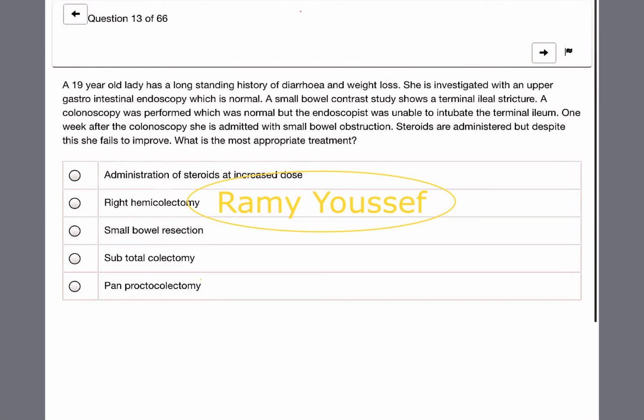A. Administration of steroids at increased dose. B. Right hemicolectomy. C. Small bowel resection. D. Subtotal colectomy. E. Panproctocolectomy. Terminal ileal stricture.